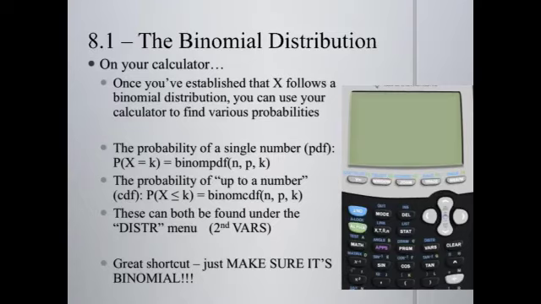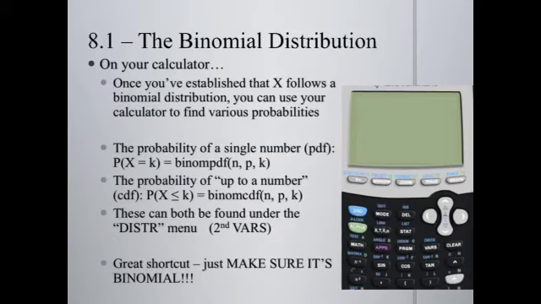So on your calculator, once you've established that x follows a binomial distribution, we're going to use the calculator to find the probabilities. Now, this is a great shortcut if it's binomial. Make sure you see right here where it says vars, we're going to hit second because we want distributions. And then you're going to click down and it's going to say binomial PDF or binomial CDF.